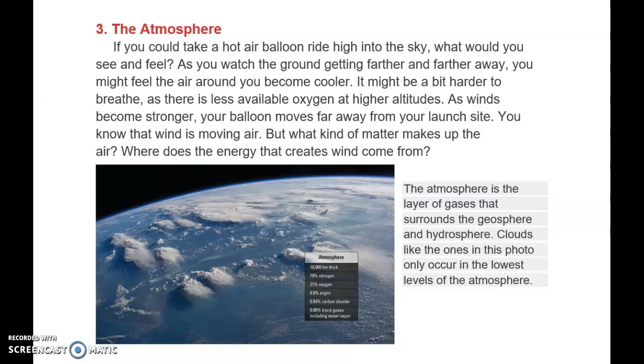This is TCI Lesson 1, Section 3, page 12, the atmosphere. If you could take a hot air balloon ride high into the sky, what would you see and feel?